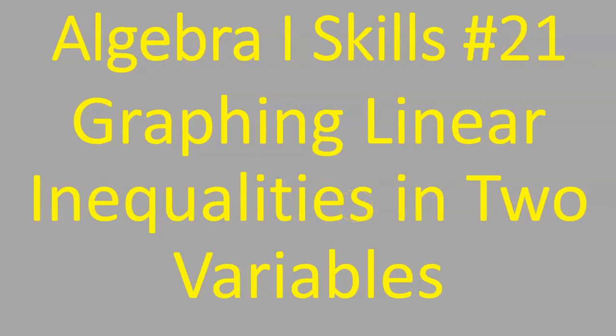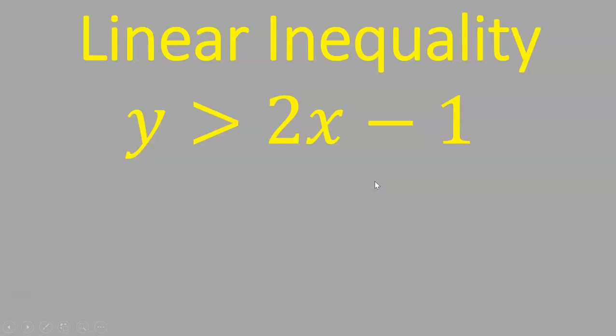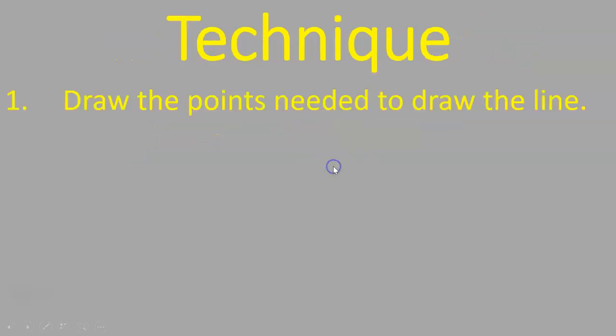Algebra 1 skills number 21, graphing linear inequalities in two variables. Okay, so here's an example of what we're talking about. We're not talking about a one variable case here where you're just isolating x and graphing on a number line. We're talking about on a Cartesian coordinate system, as if you're graphing a line using slope-intercept form or using standard form. So let's graph this example that we see.